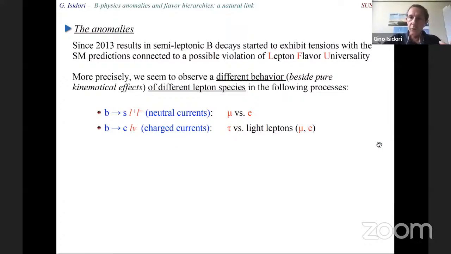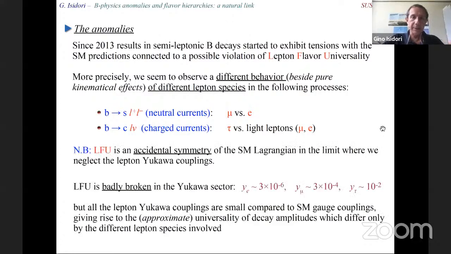So what is lepton flavor universality? As anticipated, lepton flavor universality is an accidental symmetry of the standard model Lagrangian.